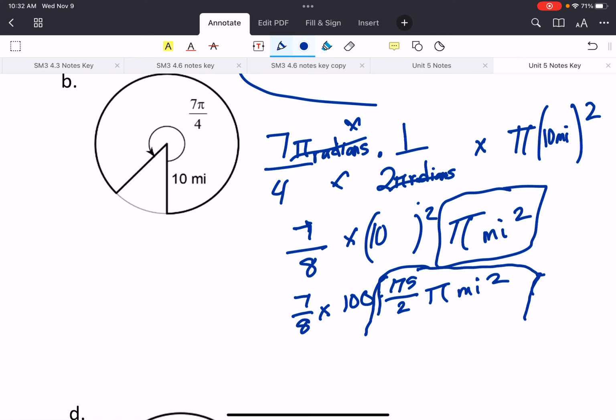It's a fun unit. So your exact answer is 175 over 2 pi.